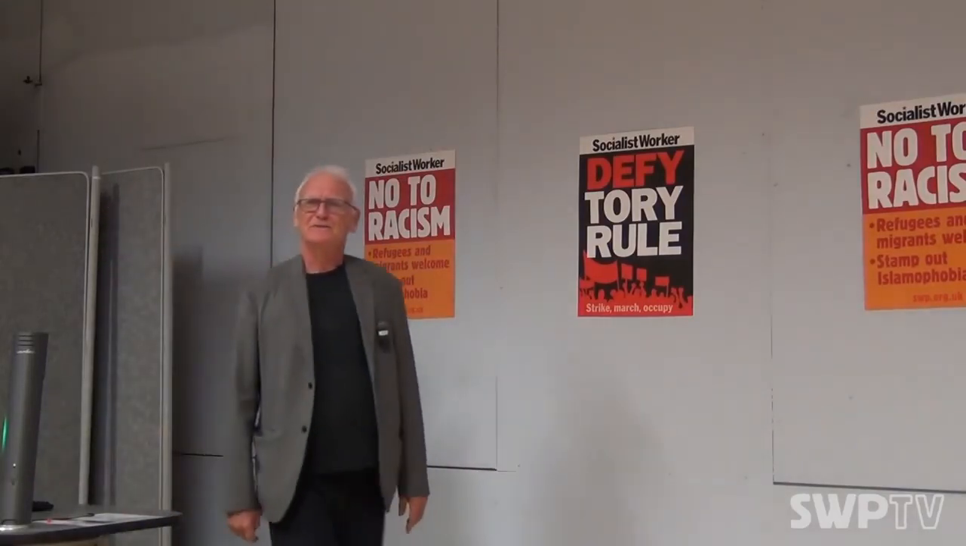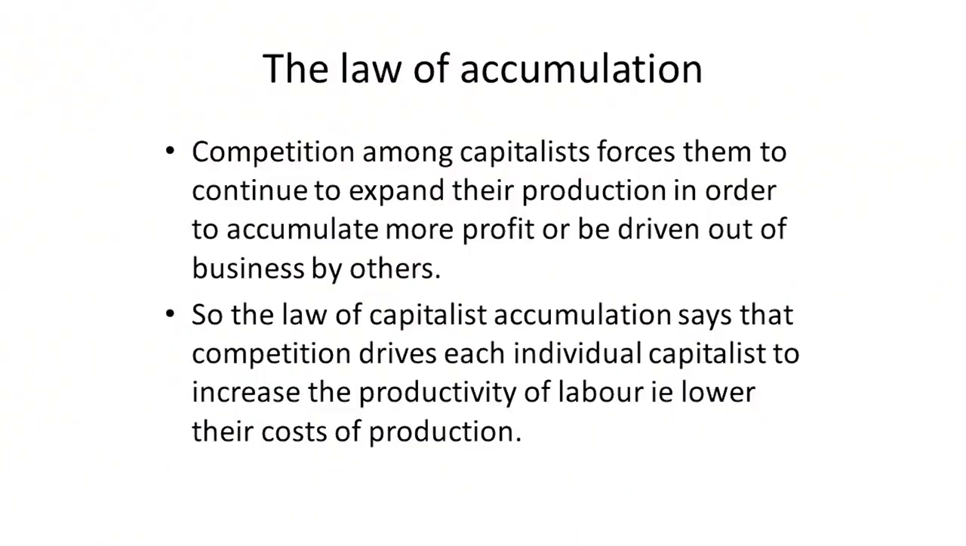Okay, the second one, law of accumulation. Capitalists are competing. It's not just one capitalist, there's loads of capitalists, as we know, and in competition, they can't stand still, they have to invest, they have to produce, they have to compete against each other to get profits, otherwise they'll be driven out. The law of capitalist accumulation, from Marx, says that competition drives each individual capitalist to try and increase the productivity of labour, reduce the cost of production so they have a competitive advantage over the others.